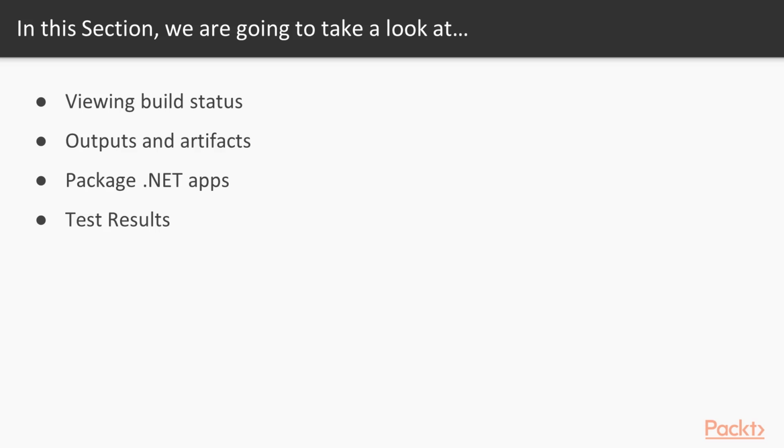Then we're going to show you how you package .NET apps. We're going to actually package up our .NET app and show you how we can go about doing that. And then lastly, we're going to look at the test results. So I'm running automated tests as part of my build. I want to see some test results. What type of results can we see? We're going to talk all about that in the last section.